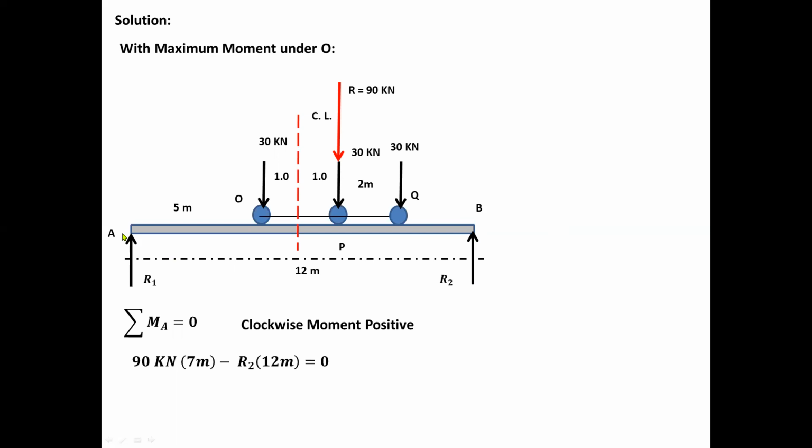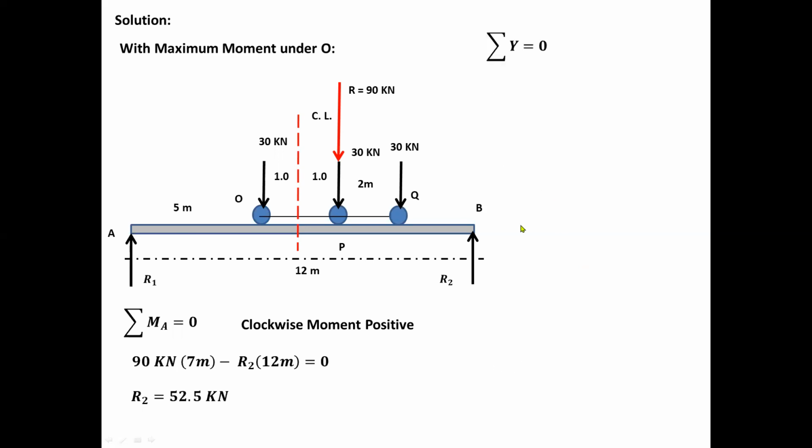Ang R1 naman is, ang 90 kN naman is clockwise ang rotation. Okay? Ang R1 is hindi natin magagamit kasi coinciding ang line sa ating reaction sa point A. So we can now compute for R sub 2. R sub 2 is equals to 52.5 kilonewton.